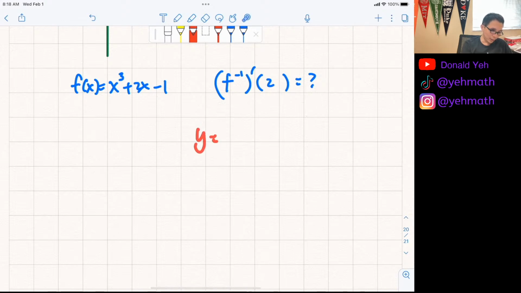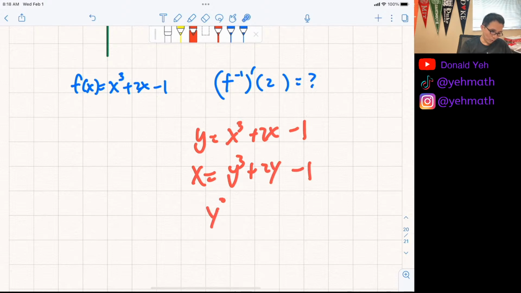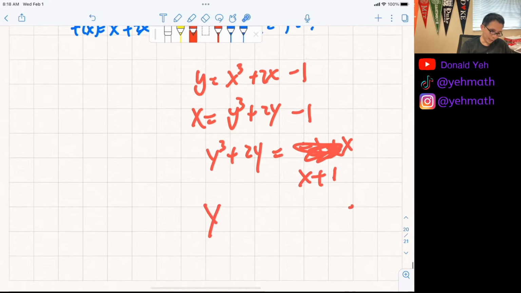So let's say y equals x cubed plus 2x minus 1. Then x equals y cubed plus 2y minus 1. And you say y cubed plus 2y equals x plus 1. And then can I factor out y? Well, I can, but it doesn't do me any good. y times (y squared plus 2) is equal to x plus 1.